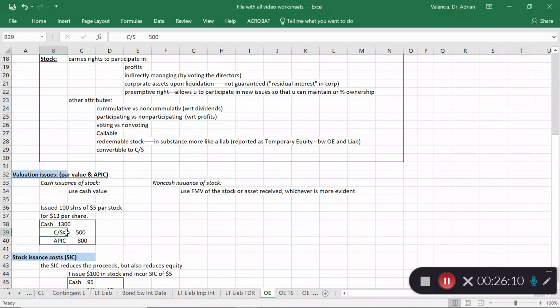Now, I have to separate the par amount from any additional amount. The par amount for 100 shares is 100 times 5. So that's my common stock par value right here. And then the additional amounts are put into additional paid-in capital. So that's pretty straightforward. Without getting much into it, this amount of par value traditionally has meant something related to the corporation needing to have at least $500 in cash to meet that minimum legal capital.